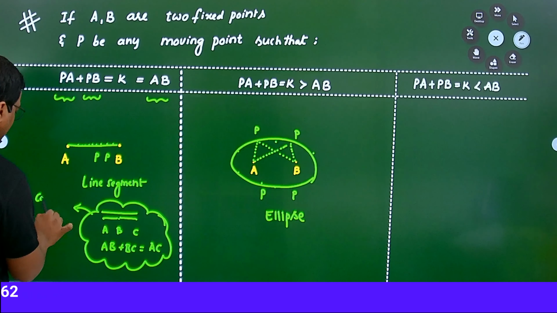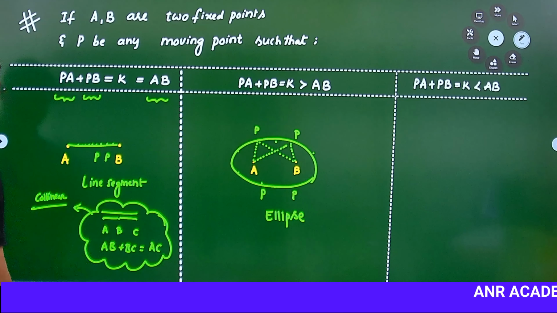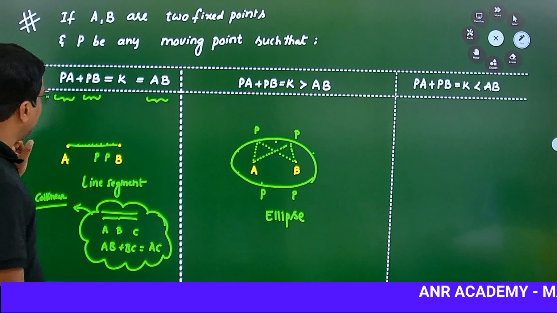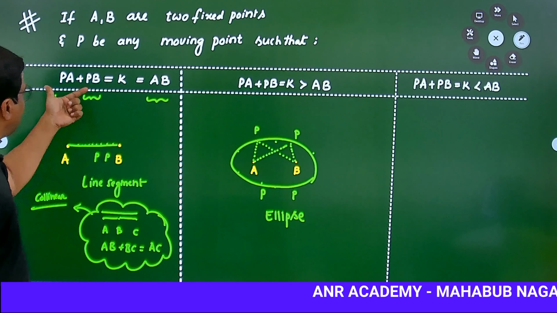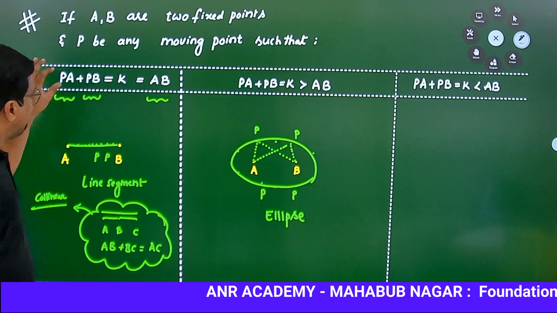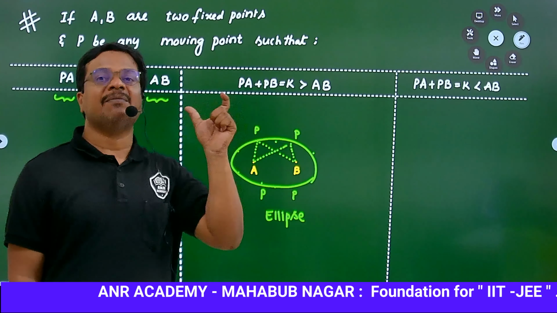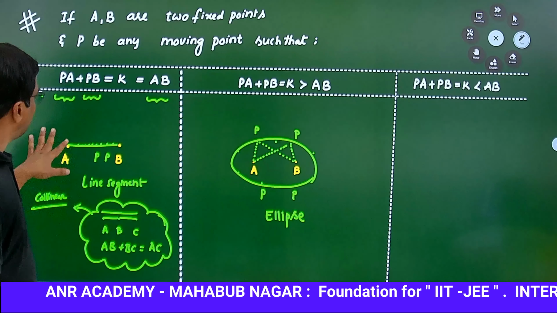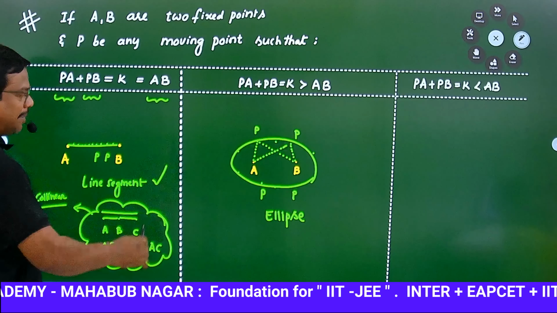Right? The same you have here. There are 3 points, capital A, capital B and P. Like AB plus BC equal to AC, you have here PA plus PB equal to AB. So that the condition satisfied by the points which are lying on the same line segment, remember. So that here the locus representing a line segment.